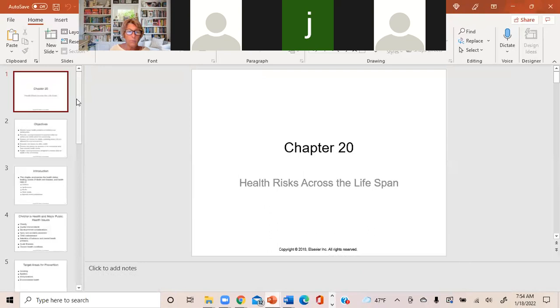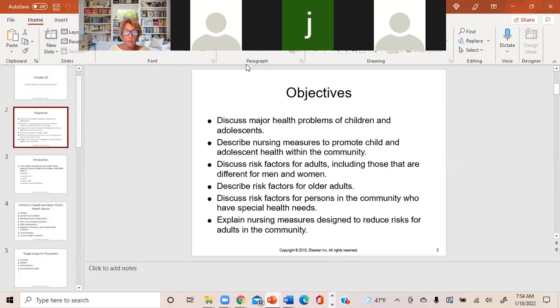Okay, so let's go through this. It's right in the objectives. Health problems with children and adolescents. Measures to promote child and adolescent health in the community. What are the risk factors? They're different between men and women. What are the risk factors for older adults? It's all about risk. Okay, risk factors for persons who have special health needs.